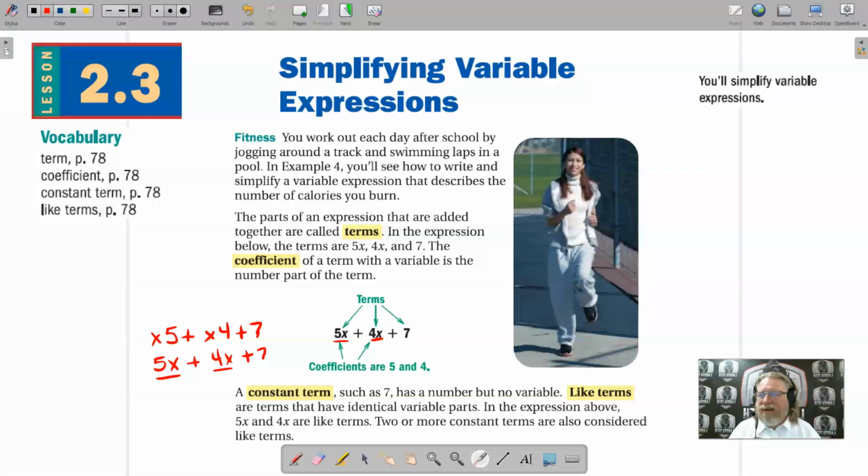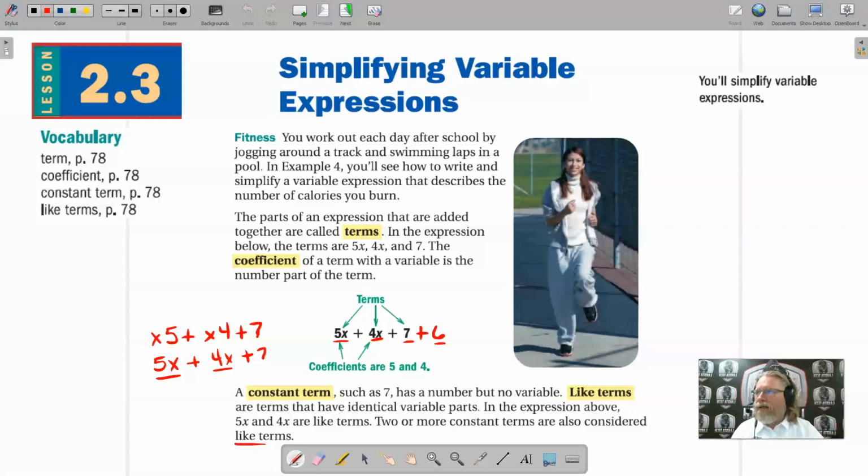Like terms are terms that have identical variable parts. In the expression above, 5x and 4x are like terms. So the variable part, being x in both of these terms, makes them like terms because the variable portion of the terms is identical. Two or more constant terms are also considered like terms. So if we had added a plus 6 on here, then 7 and 6 would also be like terms. So two or more constant terms are also considered like terms.